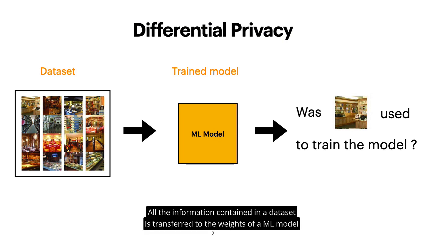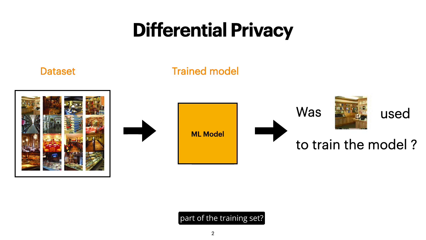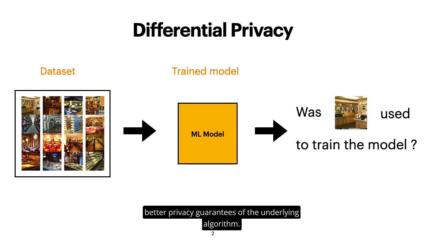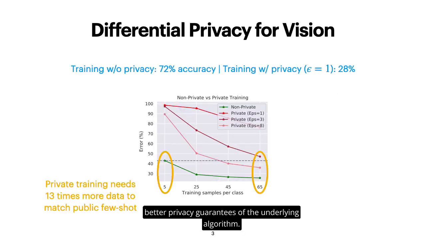All the information contained in a dataset is transferred to the weights of an ML model after training. Given a trained model, we're tackling the problem: can we tell if a certain sample was part of the training set? Differential privacy is a mathematical framework which ensures that the weights contain limited identifiable information about the samples used to train the model, which makes sure that an adversary cannot infer much about individual samples from the model output. It is usually quantified by two variables, epsilon and delta. The smaller they are, the better the privacy guarantee of the underlying algorithm.